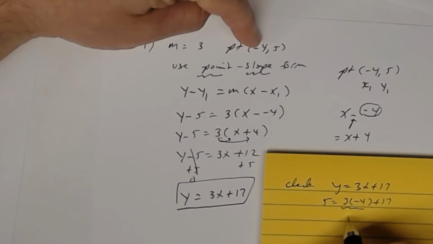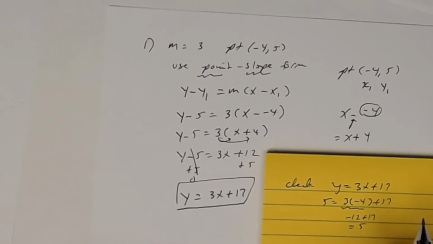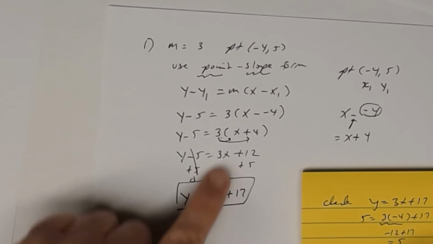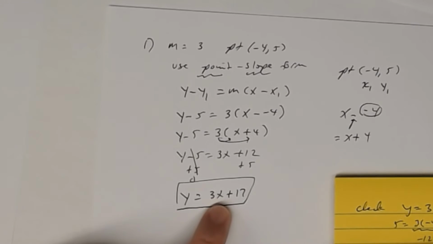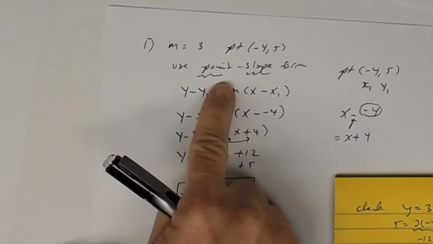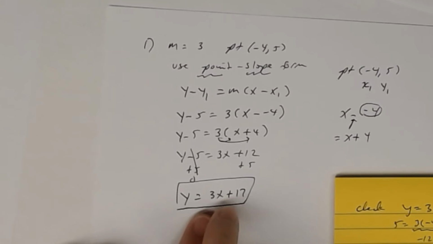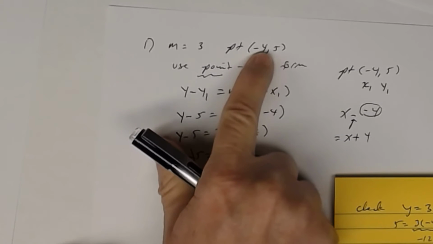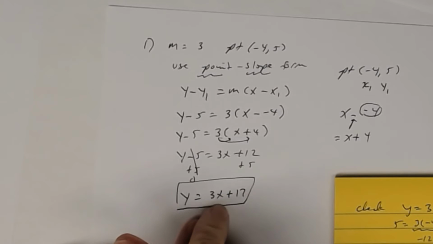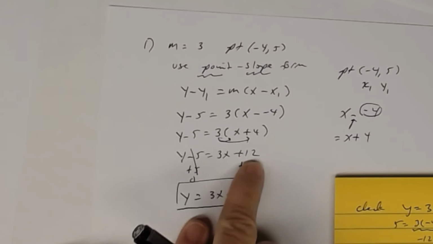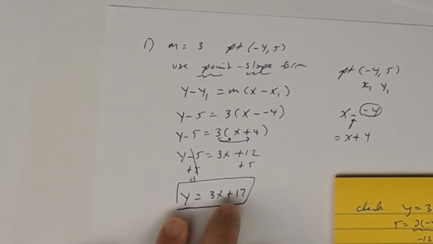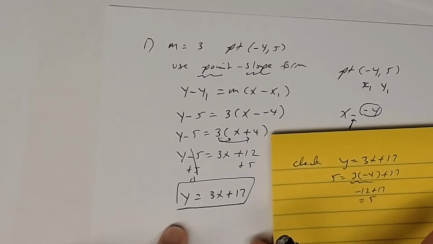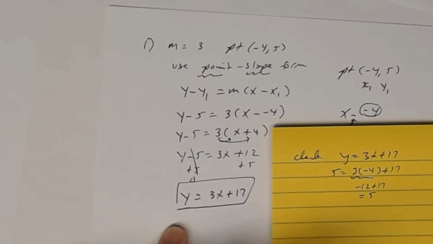Well, 3 times negative 4 is a negative 12, and negative 12 plus 17 is indeed 5. All right, so all this work is correct. So it's very easy to check if all this work is correct. You just go back, take this point, in place of x, substitute negative 4 in this case. In place of y, substitute 5, and verify that both sides are equal. All right, and you notice that 5 equals 5.